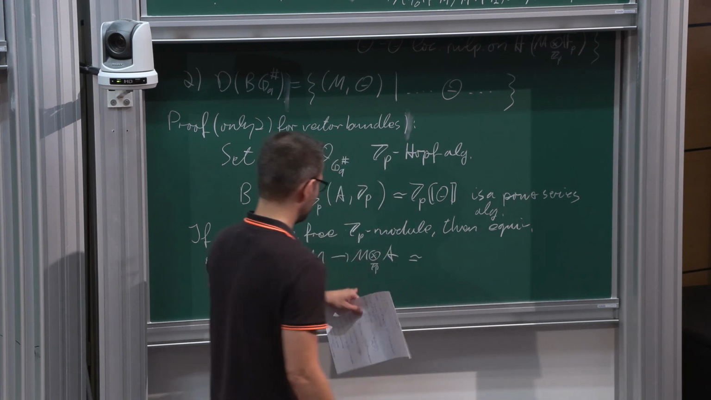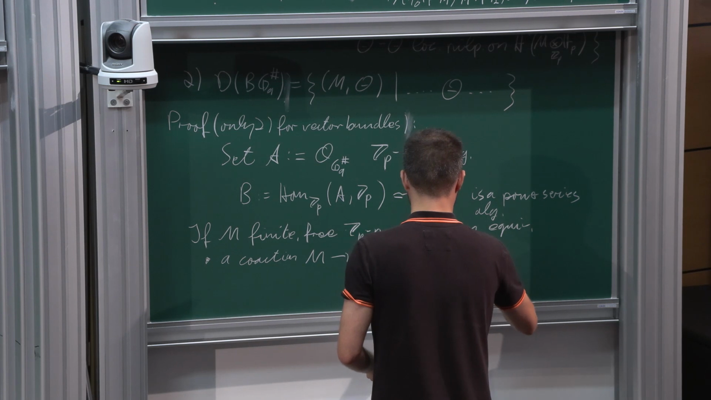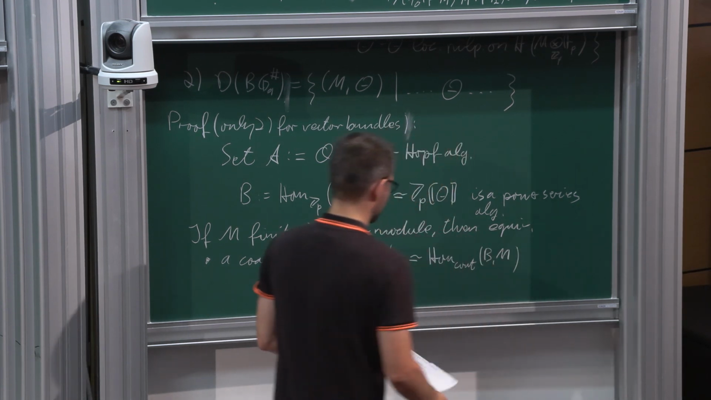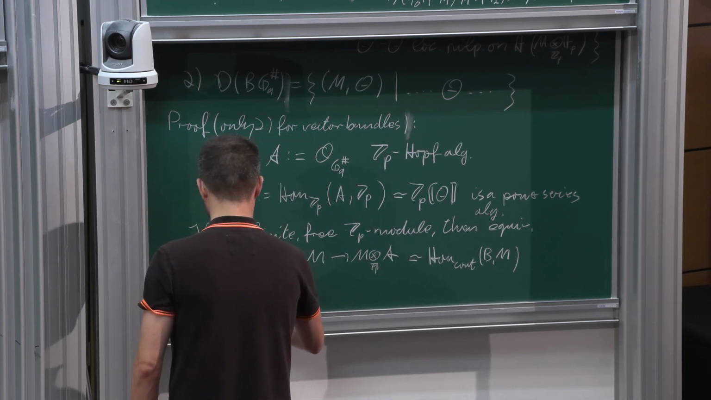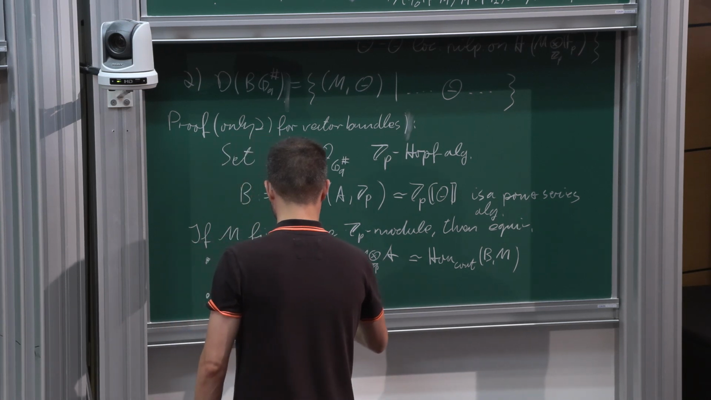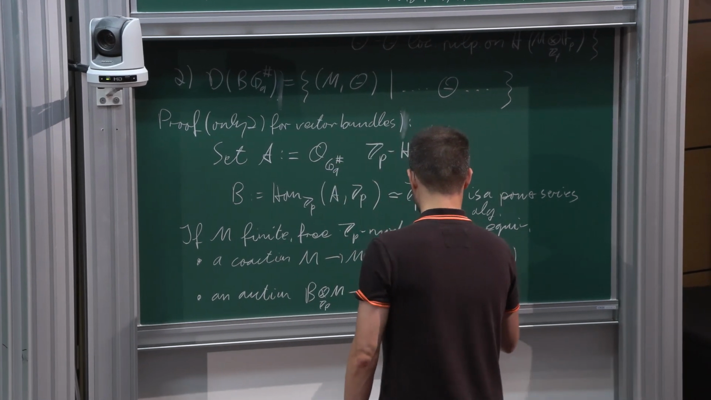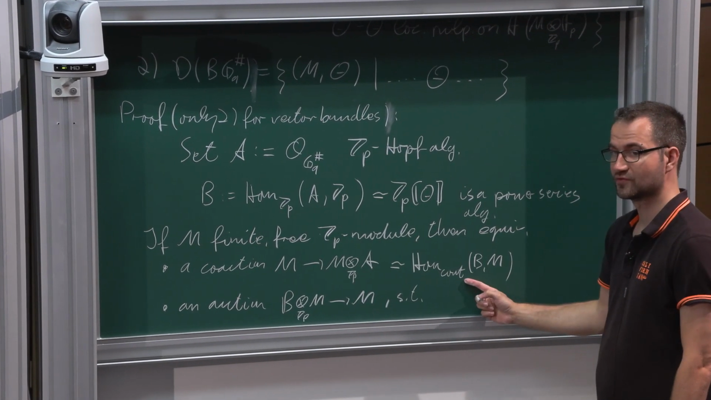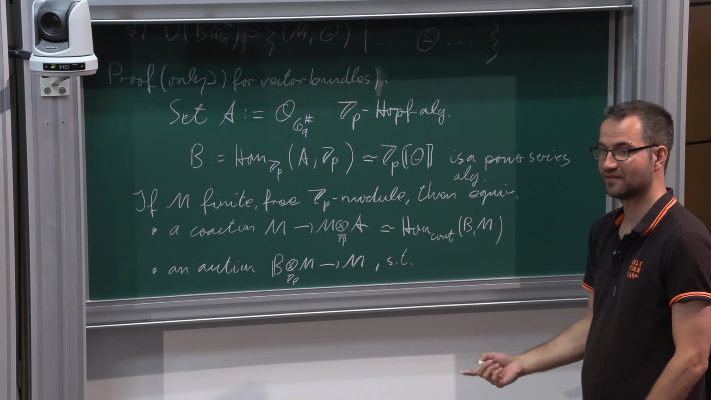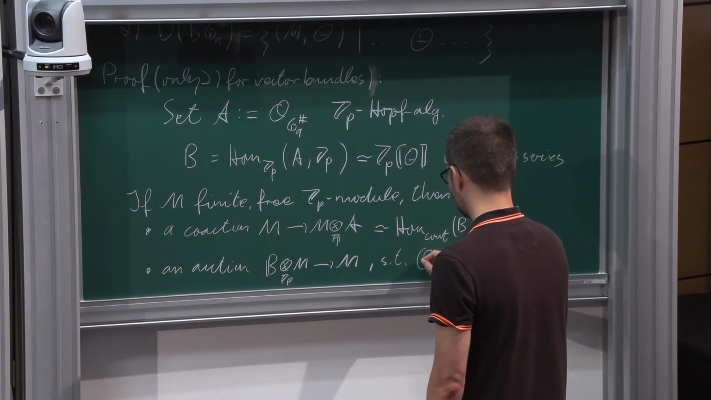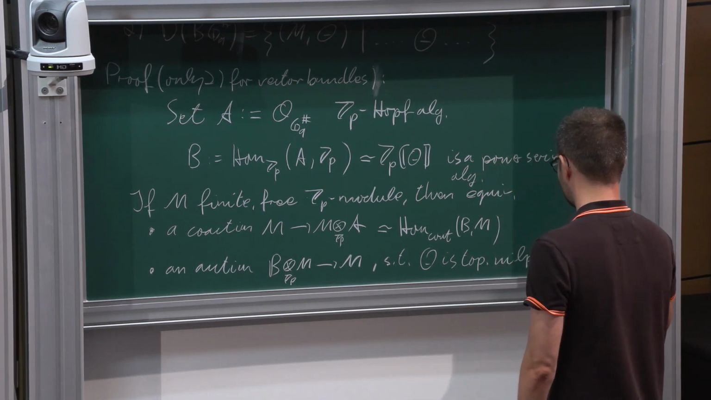Note that this M tensor A can just be written as continuous homomorphisms from B to M. Now we can use adjunction and put this on the other side, and therefore see that this is equivalent to an action B tensor over Z_p with M to M. But we have to take care of this continuity condition, and this just translates into the condition that theta is topologically nilpotent on M.